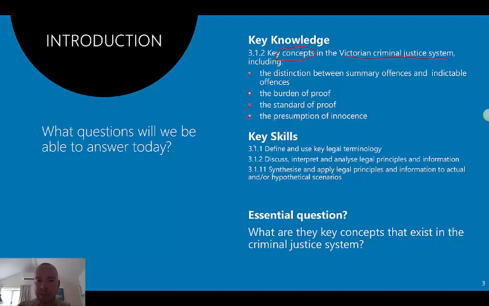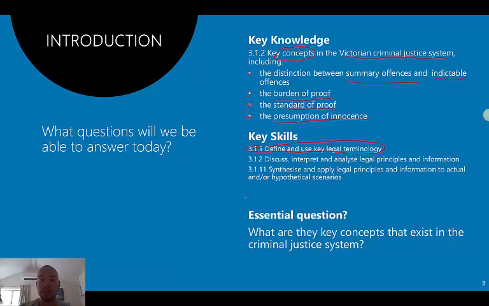The most important skill relevant here, as I just alluded to with the question, is define and use key legal terminology. There's some really specific legal terms here, vocab terms like summary offences, indictable offences, burden of proof, standard of proof, and presumption of innocence. They're all key legal terms. So our most likely task is just to define them.